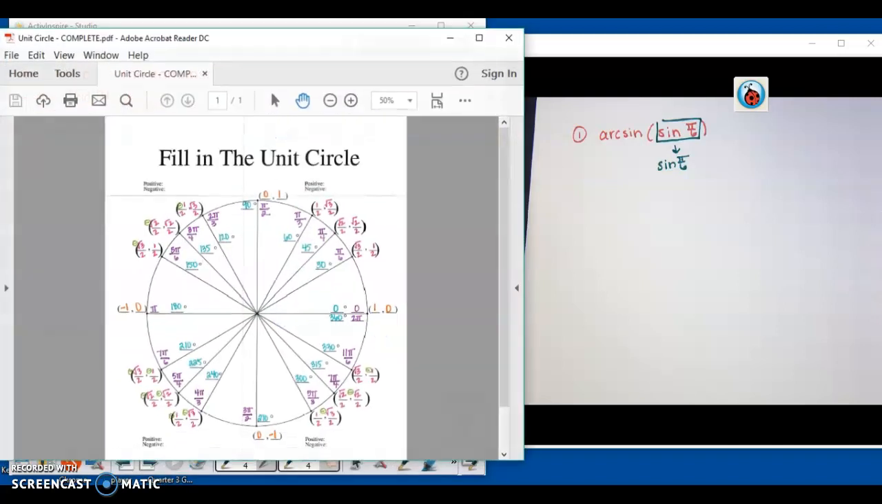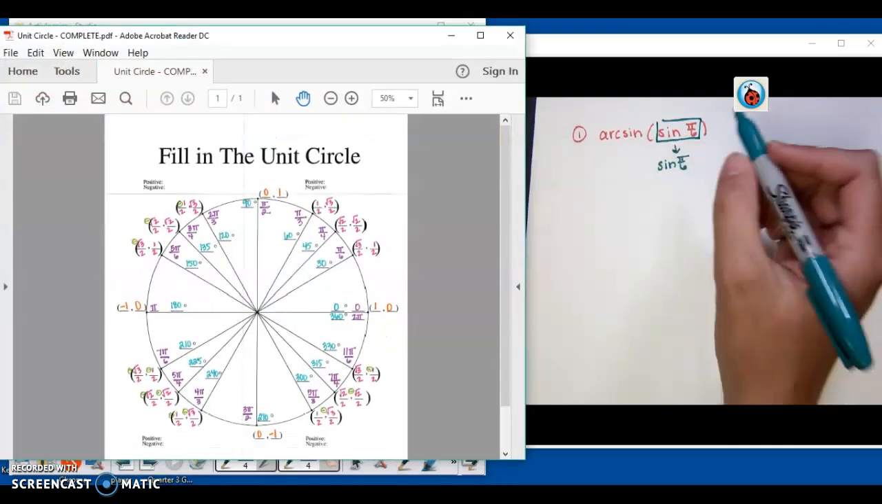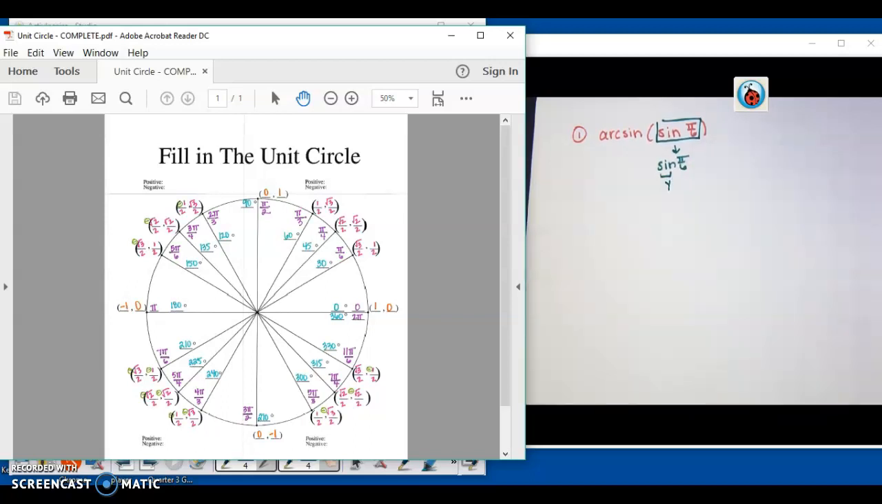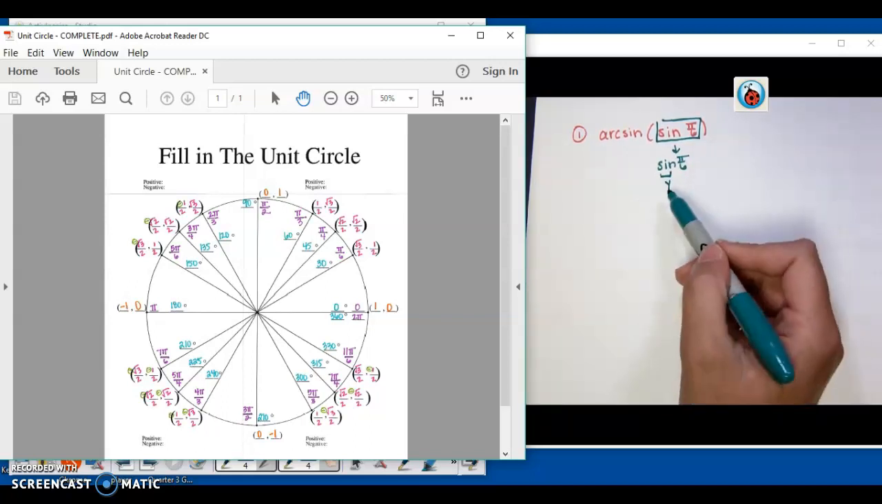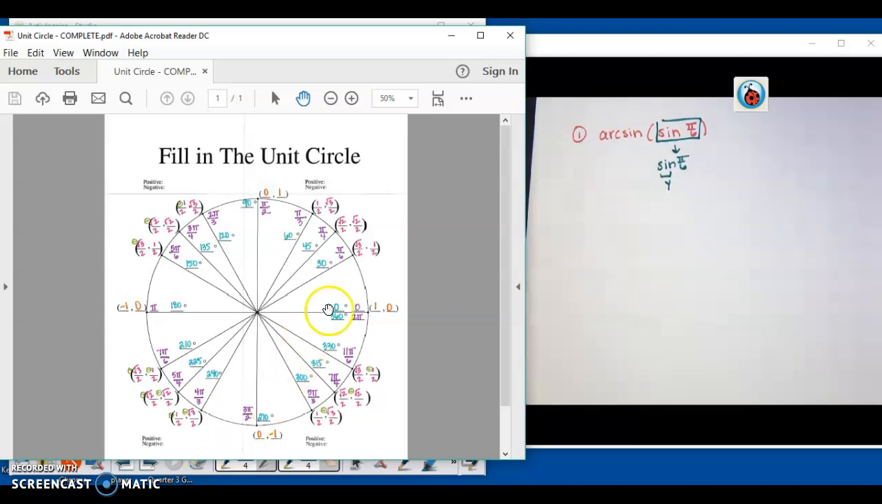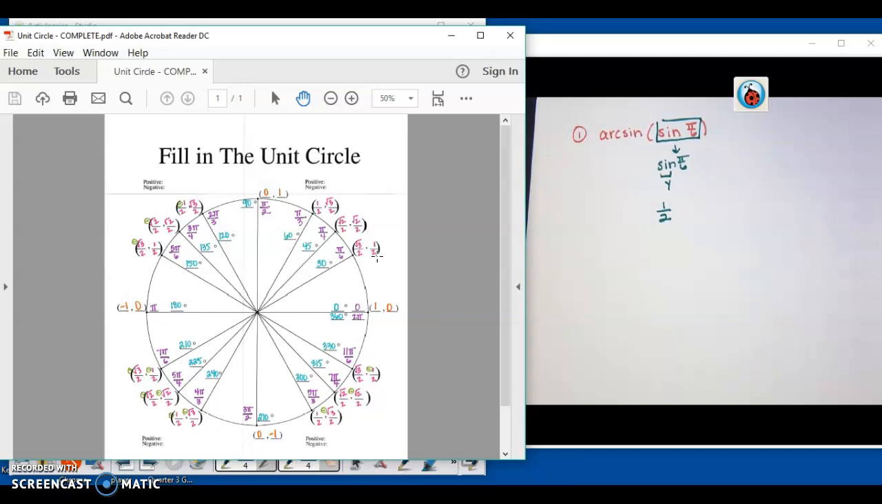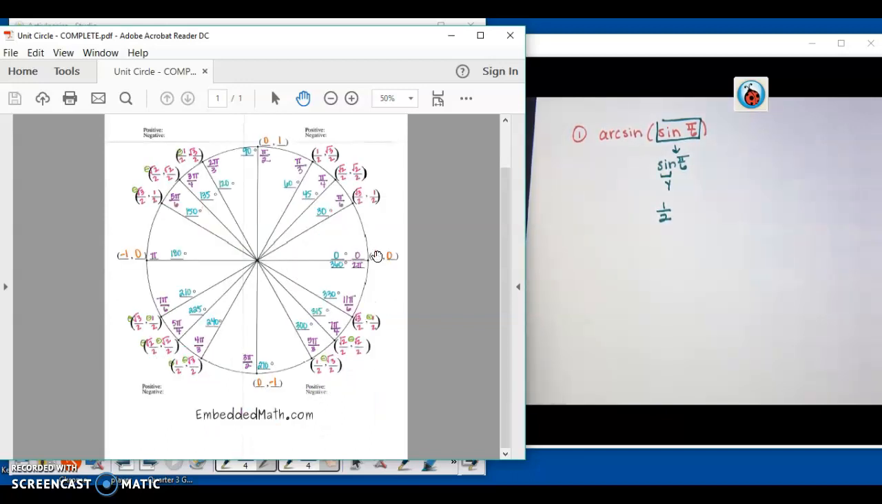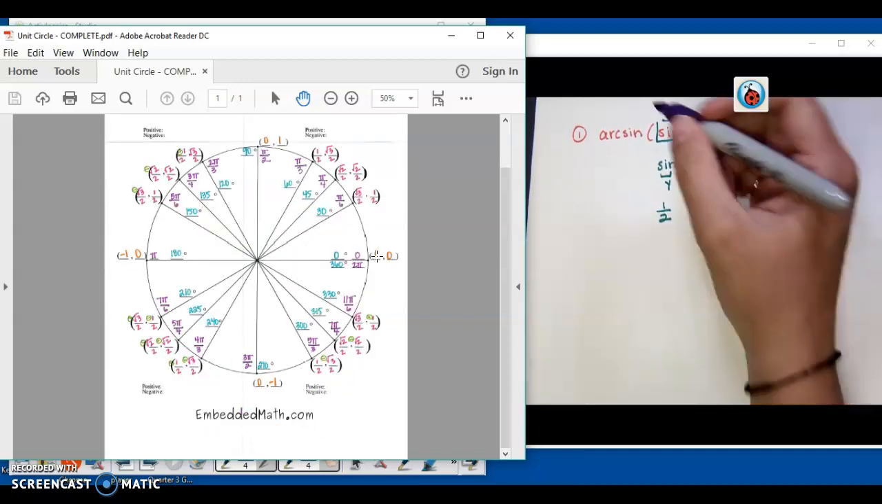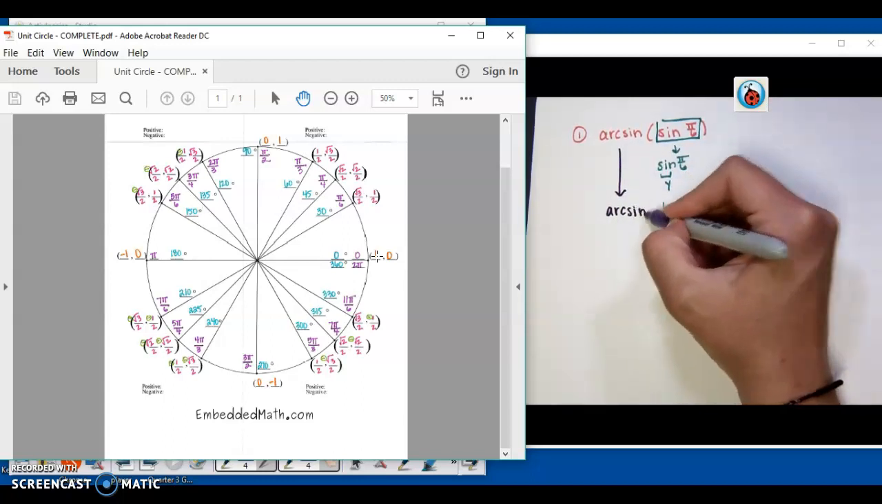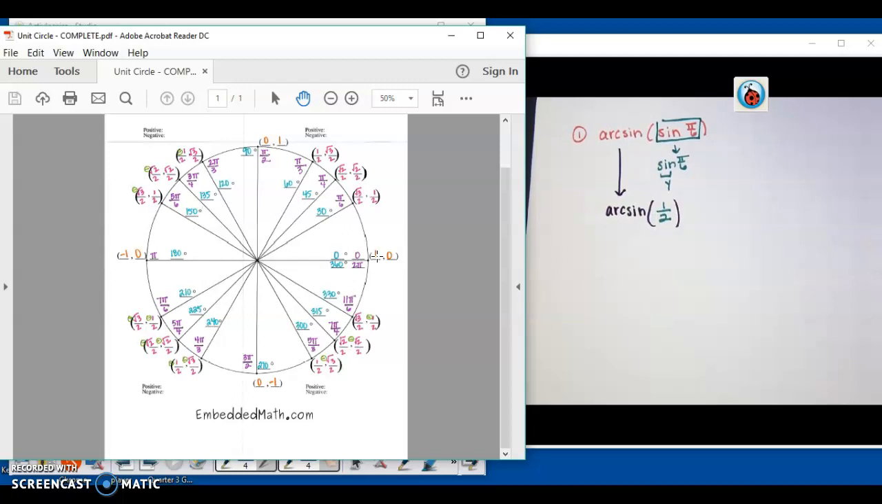So taking a look at your unit circle here, we know sine is the y value, so we're trying to find what is the y value at pi over 6 on the unit circle. So here's pi over 6. That y value is 1/2. So sine of pi over 6 is just 1/2. Now we're going to bring down the outside part. So we have arc sine of this 1/2 we just saw.